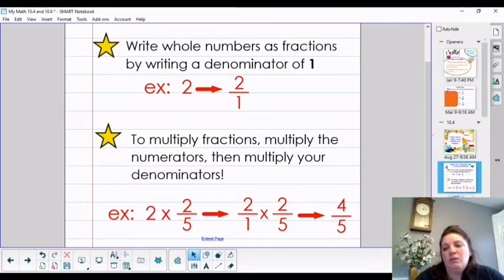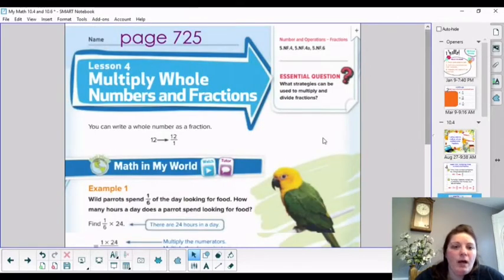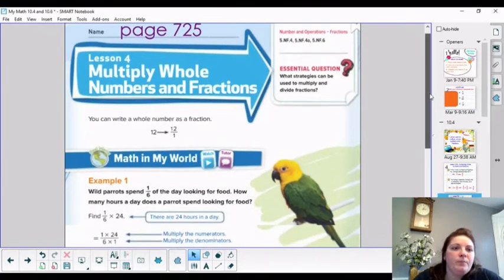Let's take a look at some more examples. If you happen to have your My Math book at home, then you should definitely have it out. We're on page 725, but for most of you, your books are at school. So just follow along. You can write these problems down if you would like. But most importantly, just follow along in the beginning.